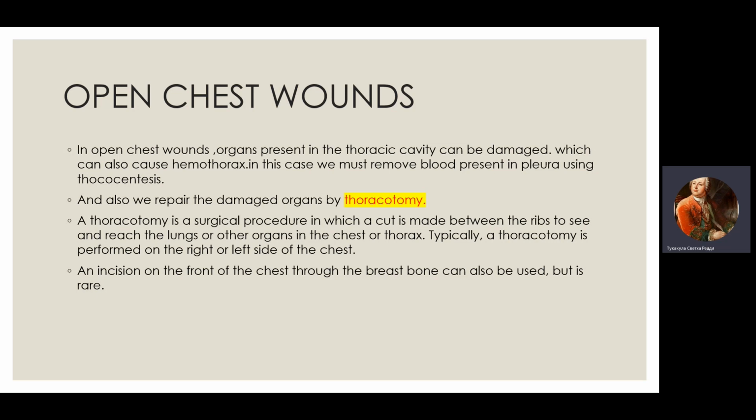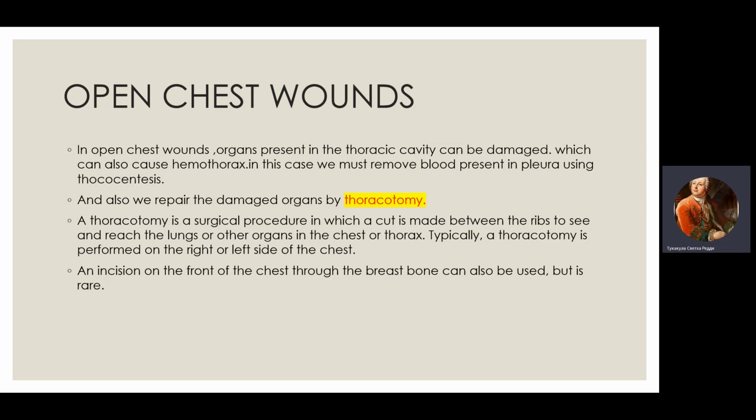And coming to open chest wounds, in open chest wounds, organs present in the thoracic cavity can be damaged, like we discussed in closed chest wounds, which can also cause hemothorax. In this case, we must remove the blood present in the pleura using thoracocentesis. And we also repair damaged organs by thoracotomy.